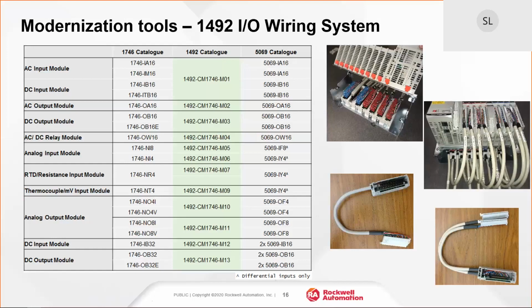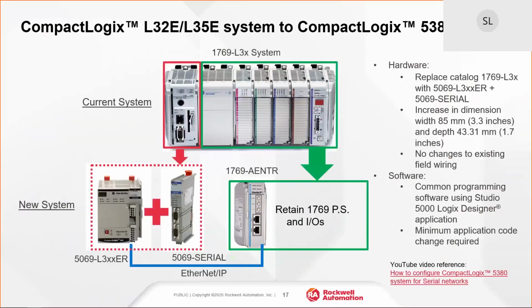Another very popular controller that we have sold for a long time, and many of those, is the original Compact Logic. That one had a serial port and only had one Ethernet port. So the same thing happens here. You can migrate into a newer compact logic. Basically, you just replace the compact logic, and if you need a serial port, you put it next to it. Or you have the option to migrate the whole system into a new compact logic, the 5380 family.